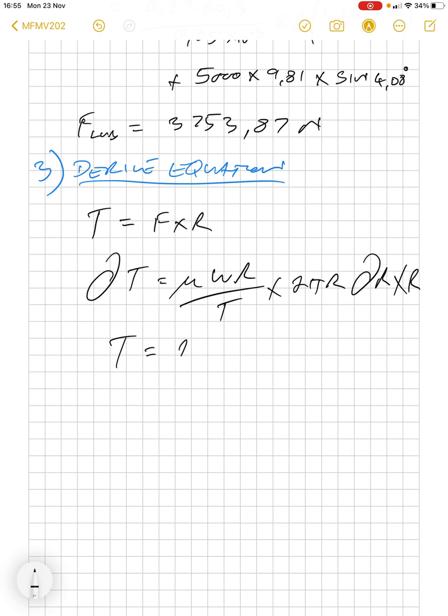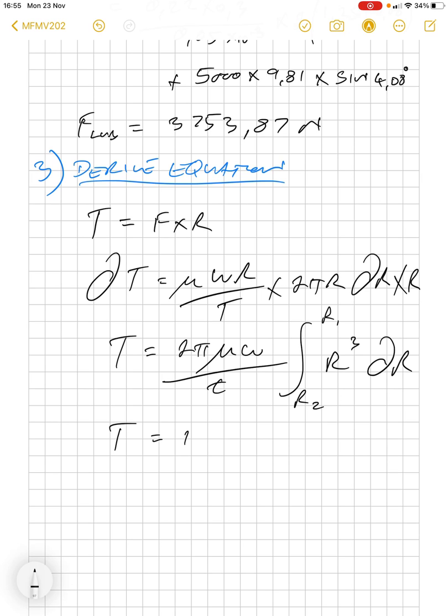So our torque is equal to 2 pi mu omega over t, the integral between r1 and r2 of r cubed dr, and therefore the torque is equal to pi mu omega over 2t, r to the 4, between the limits of r1 and r2. And that is the end of the question.